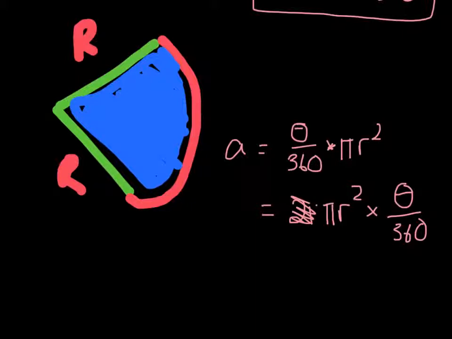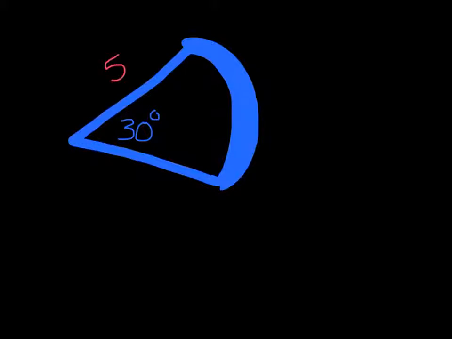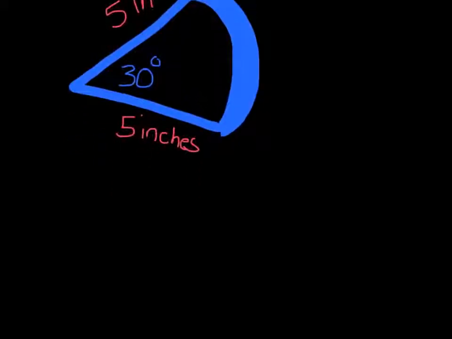So there are many types of questions that you can do with arc length and arc area. Let's do a couple of simple questions right now to get a feel of what this actually is. Let's say we have a piece of pie, a piece of blue pie, that has an arc of 30 degrees and a radius of 5 inches. And we're told to find the arc length.